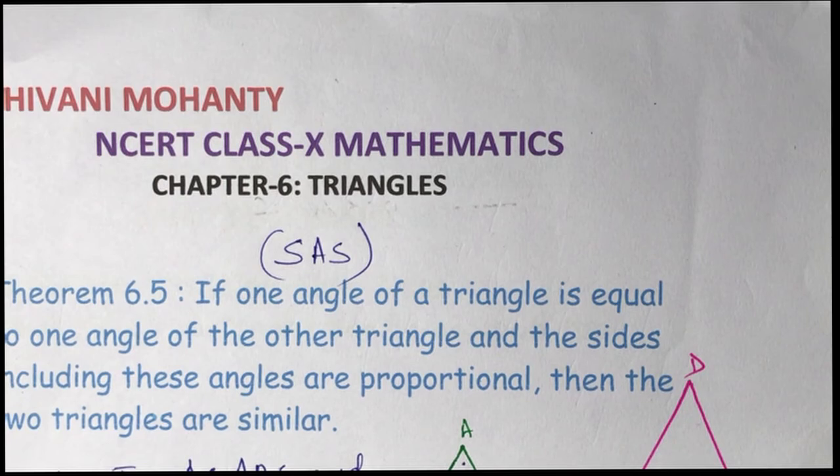If AAA criteria is there, that will never mean that both the triangles are congruent. If two or three angles are equal, they can be similar. This is what we have studied. The angles may be the same, but the size of the triangles may be different. So similarity and congruency are a little bit different. You have a thin line, and you have to cross that line to understand the difference between similarity and congruence. Once that concept is clear, it is very easy to solve this exercise on similar triangles.